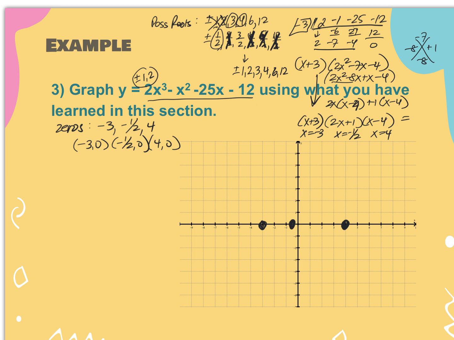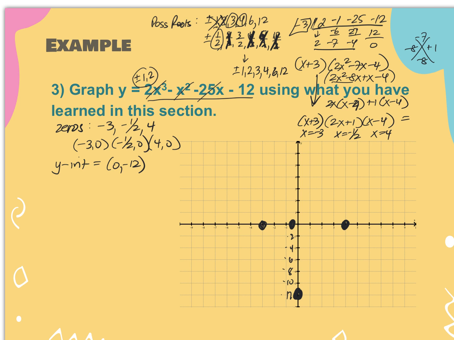My y-intercept is super easy to identify as well, because if all the x's are 0, then the intercept is 0, negative 12. Now again, this isn't here on my graph, so I'm just going to go up by, let's say, 2's. So 2, 4, 6, 8, 10, 12, and these are negatives. So my y-axis goes by 2's, and I know that it's going to go through here, okay?